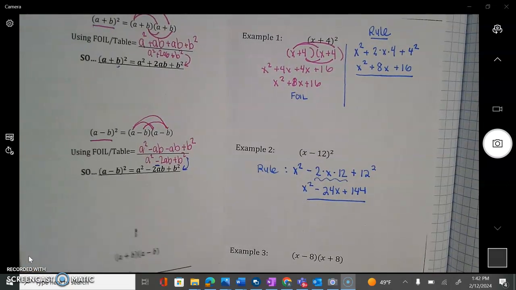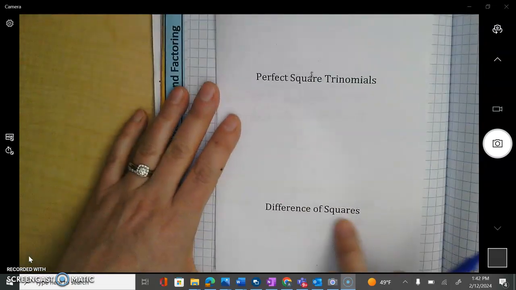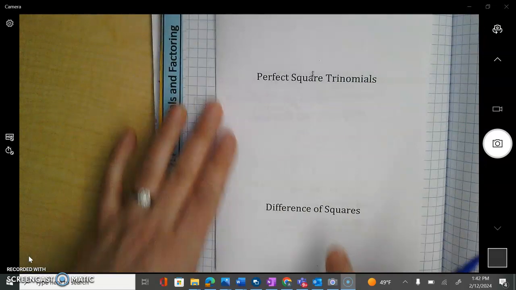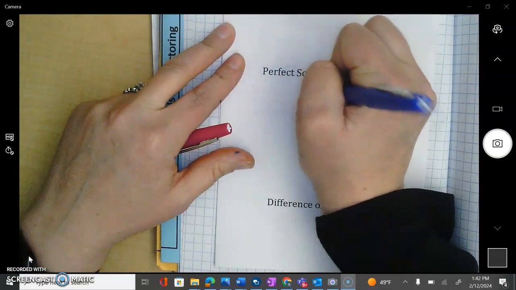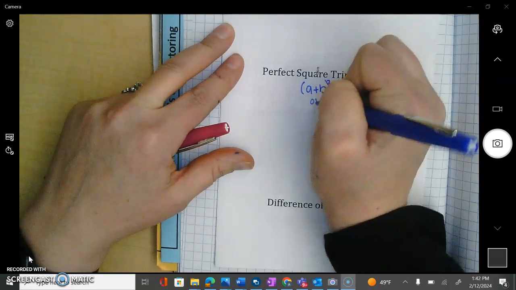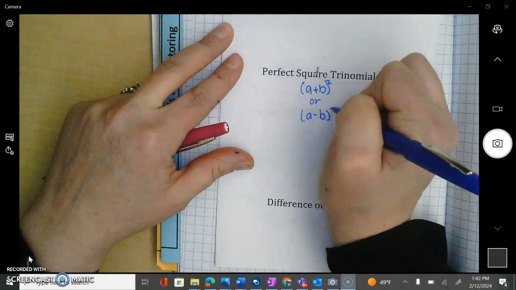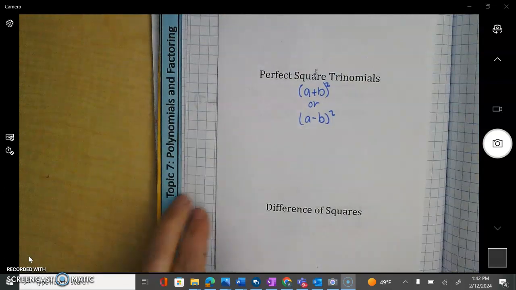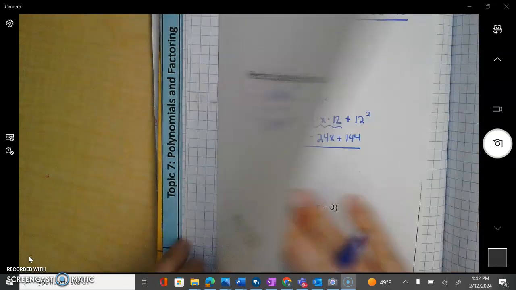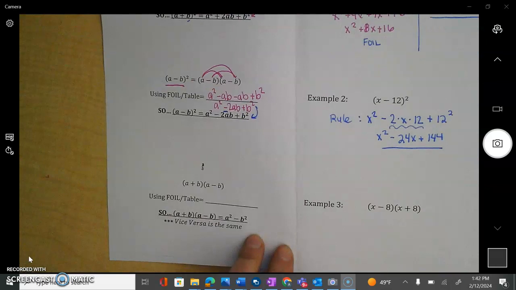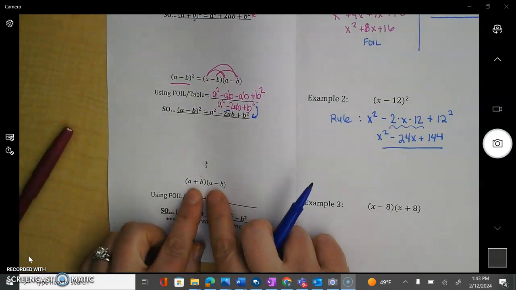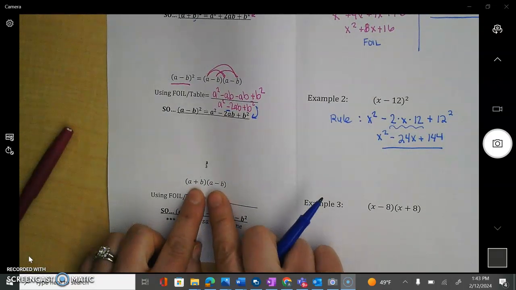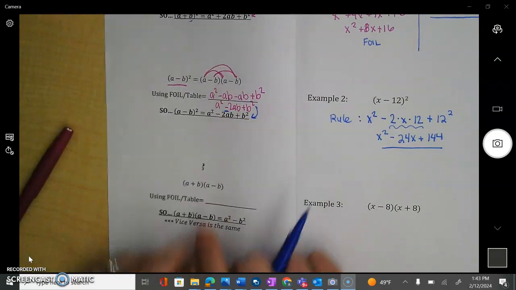The second special case is the difference of squares. Okay, we just started with the perfect squares trinomial, and that was a plus b squared or a minus b squared, and we had those special rules. This is a little different. The only difference with this one is instead of it being squared, you're multiplying a plus b times a minus b. So they're the same a and b terms, only one is added and the other is subtracted.